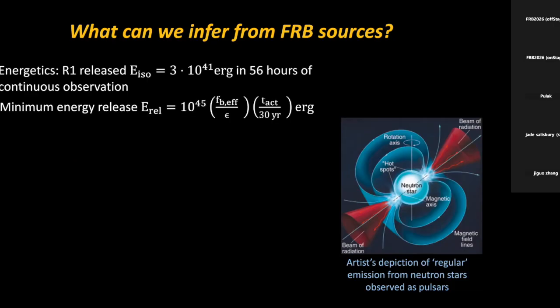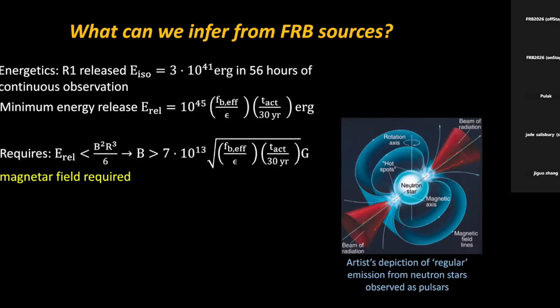Since the source has been steady, you can extrapolate this for some reasonable activity time, and you can see that the released energy comes out to be about 10 to the 45 ergs, up to this factor of beaming over the efficiency. You can then convert this to a magnetic field that is required, and you see that the magnetic field required for a neutron star is already at the level of several times 10 to the 13 Gauss, which is already magnetar level strength. So just from these simple arguments, we already come down to magnetars as the sources of these typical FRBs.